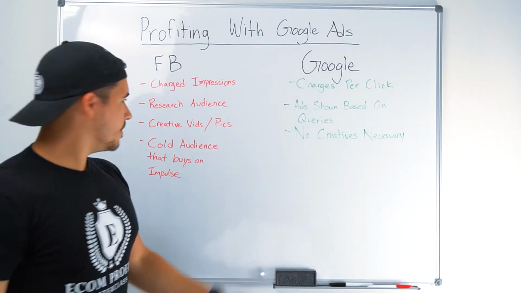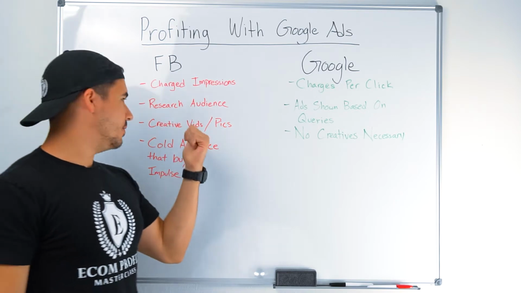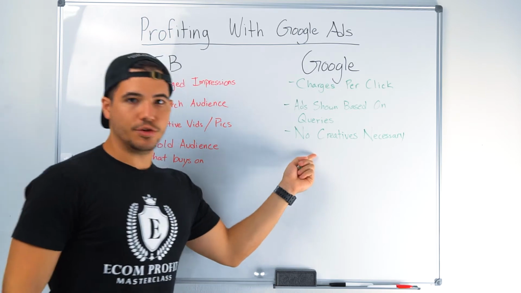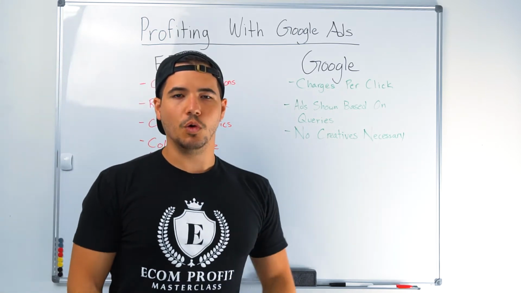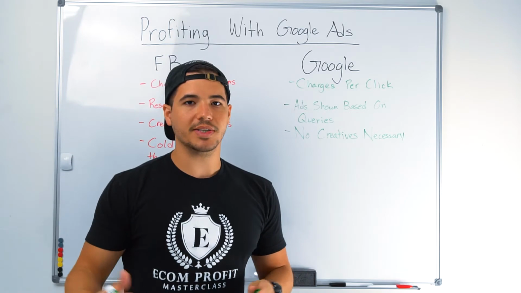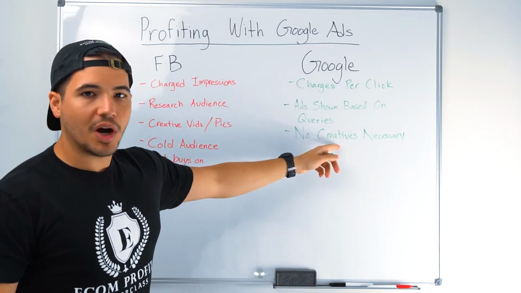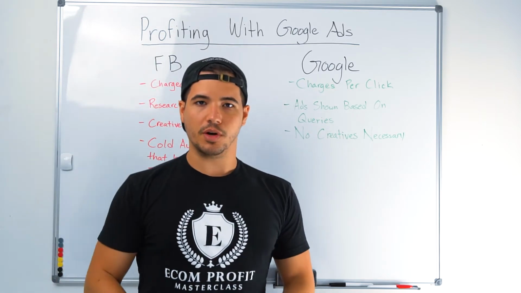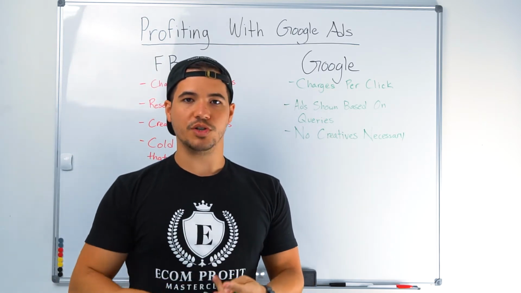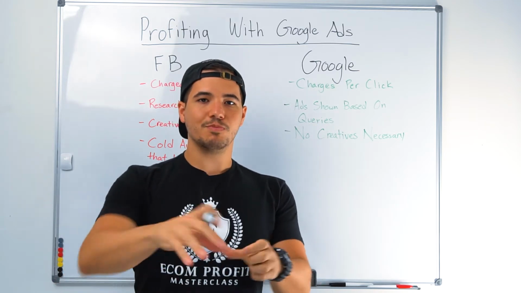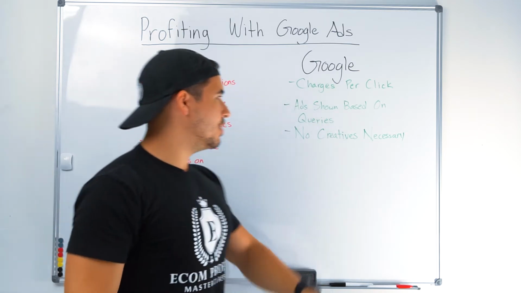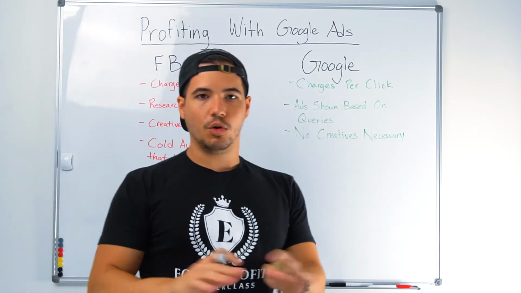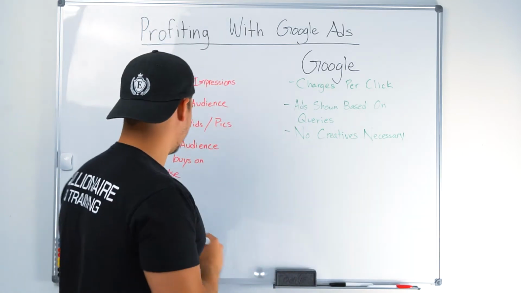The next point: we talked about how we need creative videos and pics to get people's attention using Facebook, but with Google, there's no creatives necessary, none whatsoever. The way that we sell our products is through shopping. Shopping allows us to just put all of our stuff on our store, our product with a title, a description, and the product images, and Google just picks out that information and puts it on Google Shopping. So we don't need any creatives whatsoever. Google handles the heavy lifting for us.